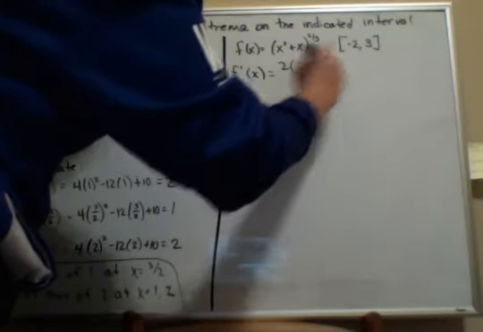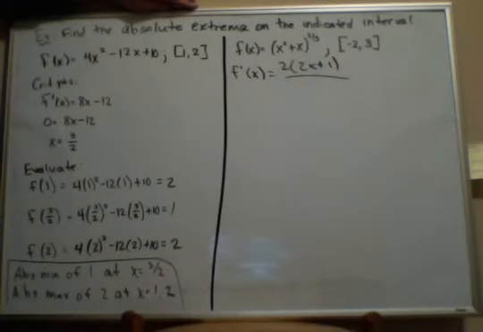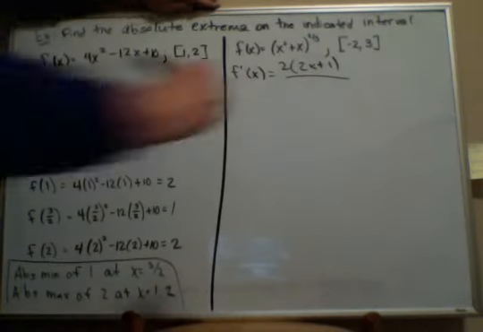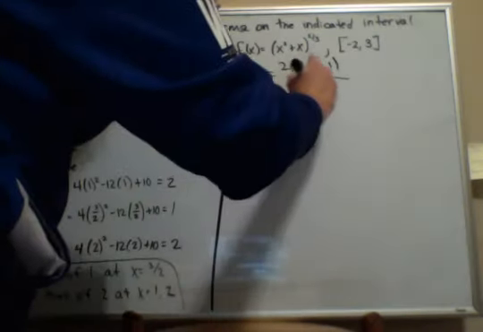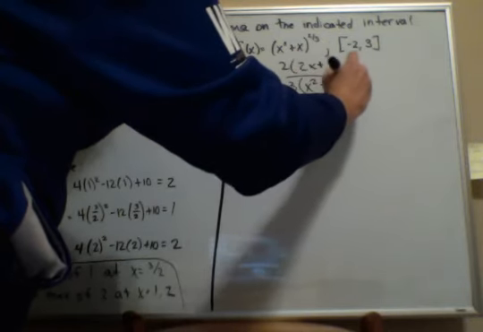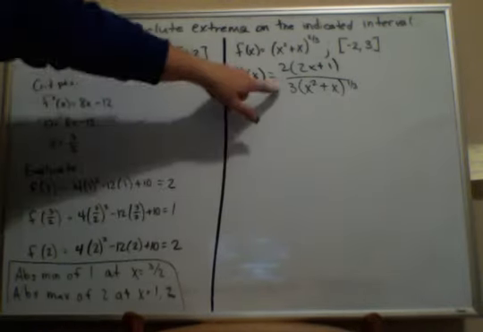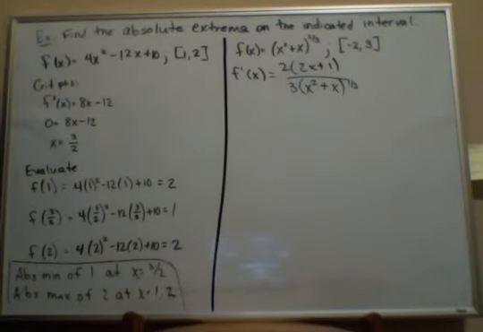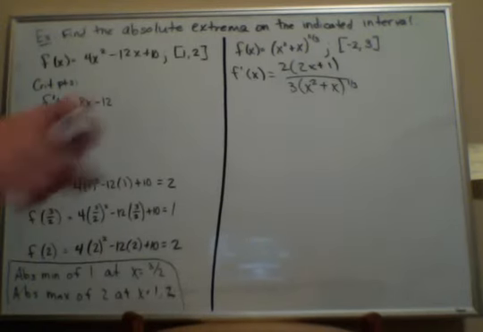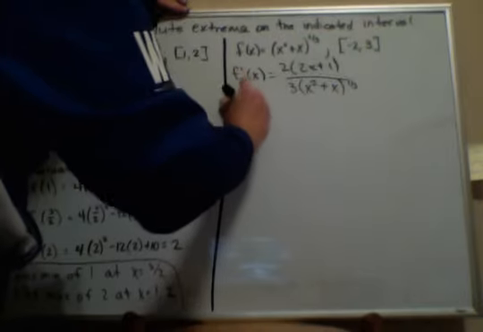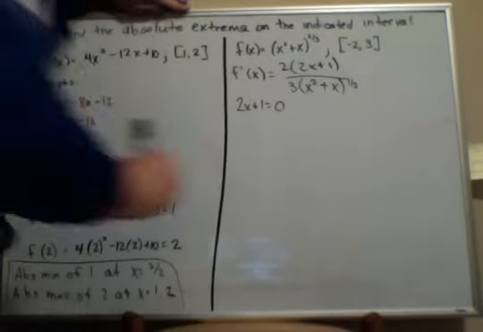So it would look like this. 2 times 2x plus 1 over 3 times x squared plus x to the 1/3 power. Okay. Then we would need to find critical points. Now in this case, we're actually going to find critical points when the top is equal to 0 and also when the bottom is equal to 0, which is a little bit different. So we'll start with the top. We have 2x plus 1 could equal 0.